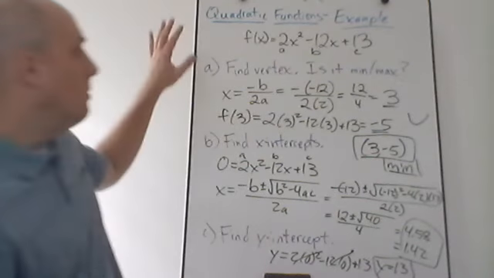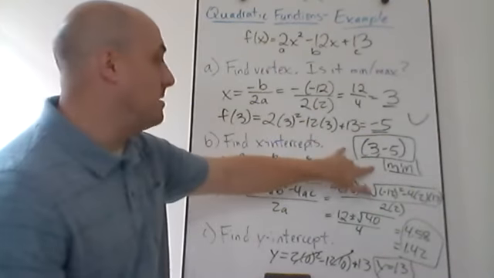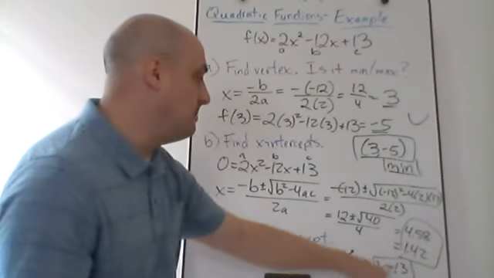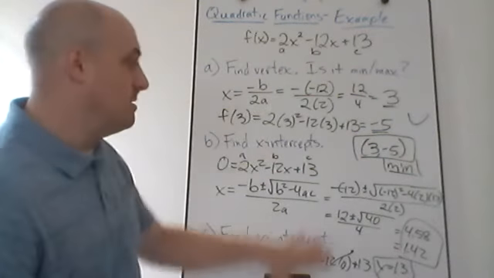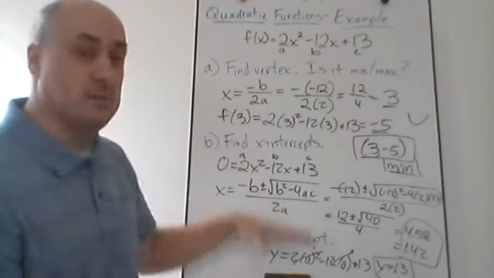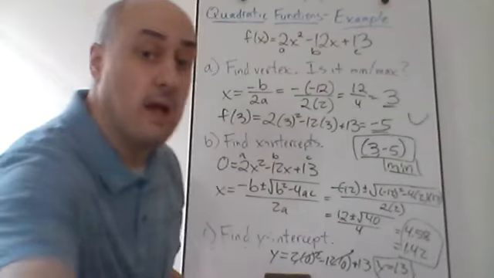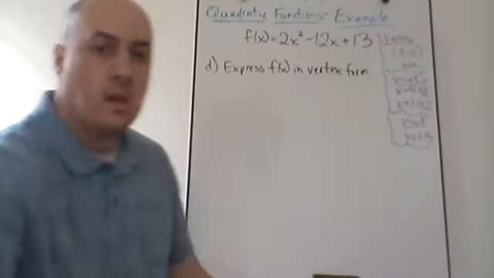All right, so we found the vertex, figured out that that's the minimum point. We found our x-intercepts, we found our y-intercept. I'm going to pause the recording here, erase this stuff, and then put up the next parts of the problem that lead us into actually drawing the graph of this.